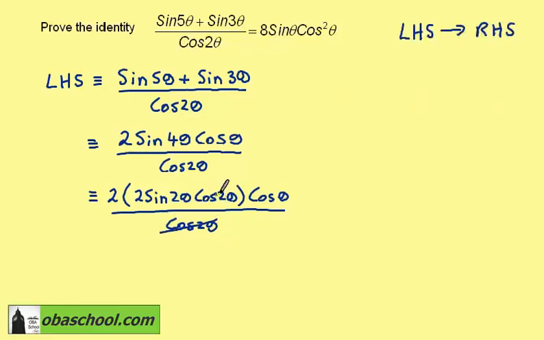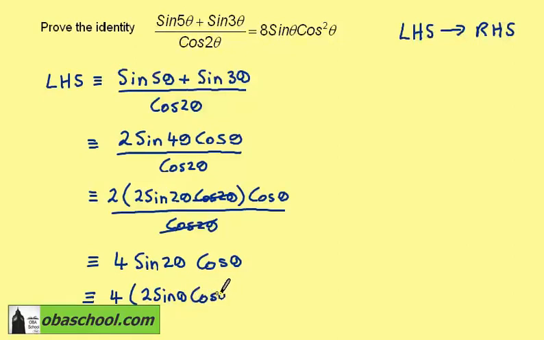We can see the cos 2θs will cancel, and this gives me 4 sin 2θ times cos θ. Once again, sin 2θ is 2 times sin θ times cos θ. This is using the double angle formula again.